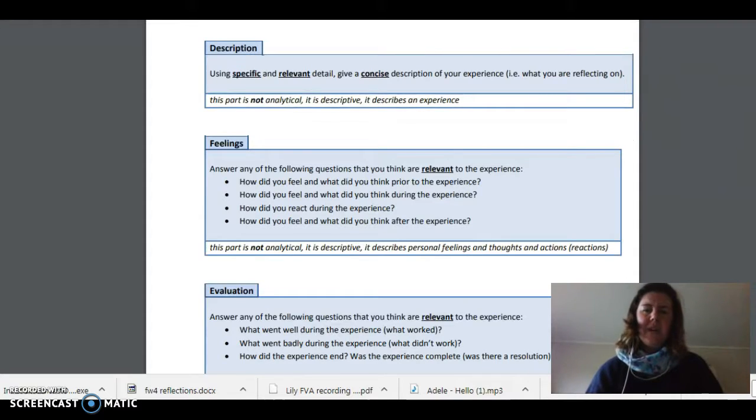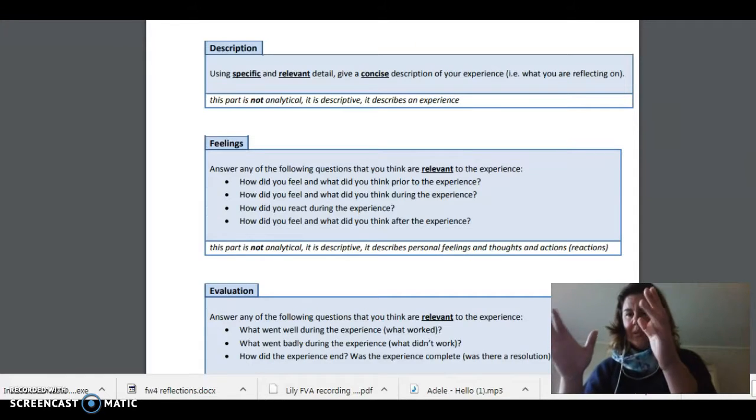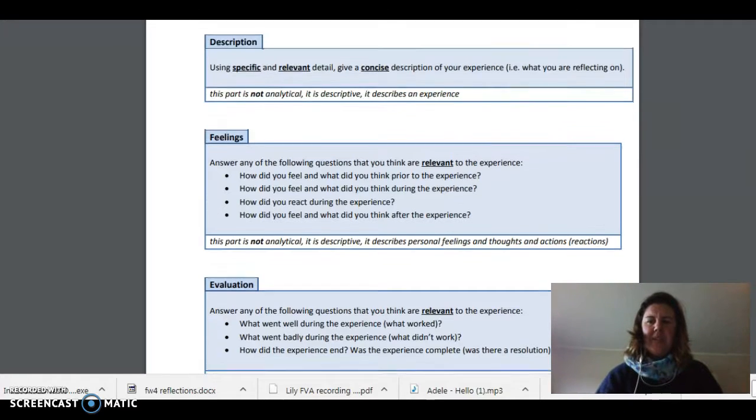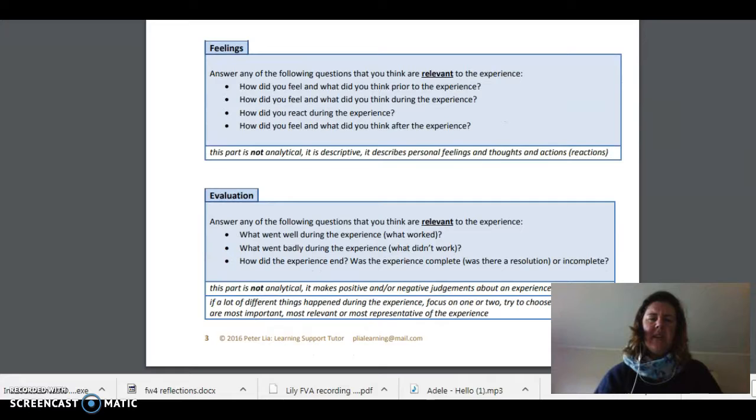So for example, with a functional vision assessment, a report and an IEP, I simply just do one of those things. So I'll do the actual FVA and I'll just reflect on that. Or I'll reflect on just the reporting or just the IEP. That keeps it simple because it can get a little bit murky.